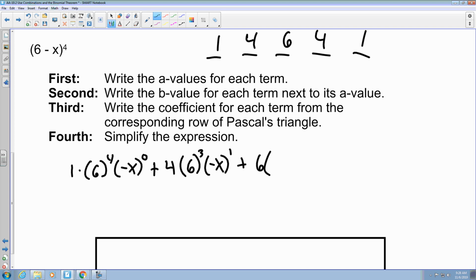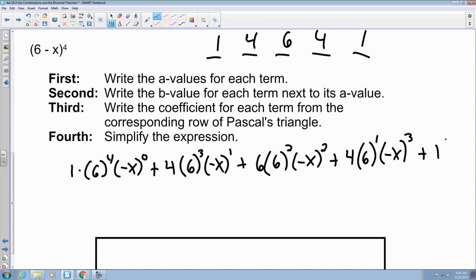6 to the second times negative x to the second, because you're adding 1, plus, now it's 4 times 6 to the first times negative x to the third, and then it's going to be plus 1 times 6 to the 0, negative x to the fourth. So go about solving these.